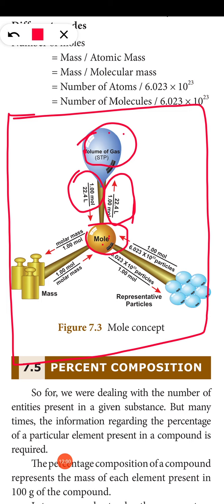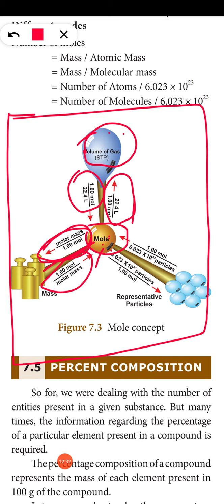Then if you consider mass, 1 mole is equal to its molar mass if it is a molecule. If it is an atom, it is atomic mass. For an atom, take the atomic mass; for a molecule, it is the molar mass. 1 mole is equal to its molar mass, or 1 atomic mass is equal to 1 mole.